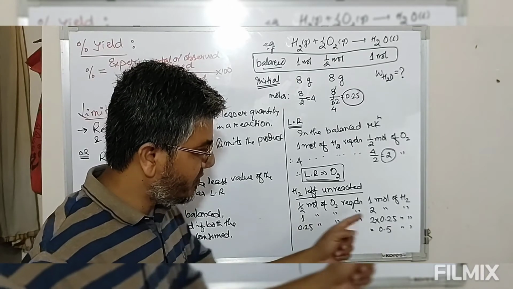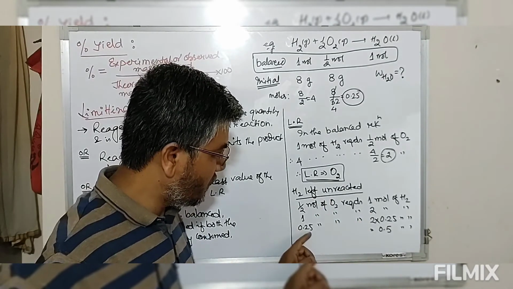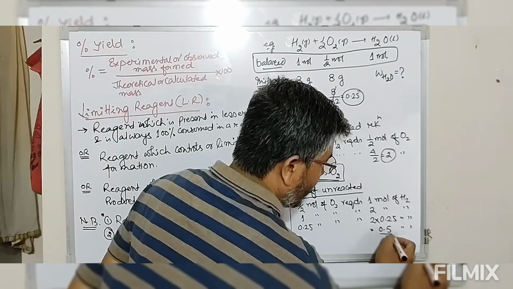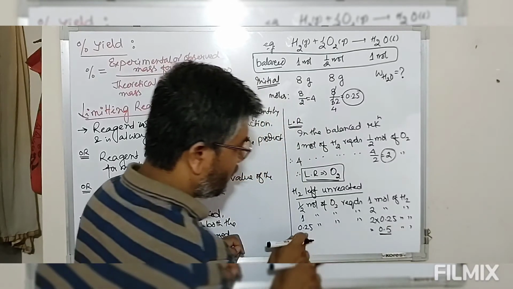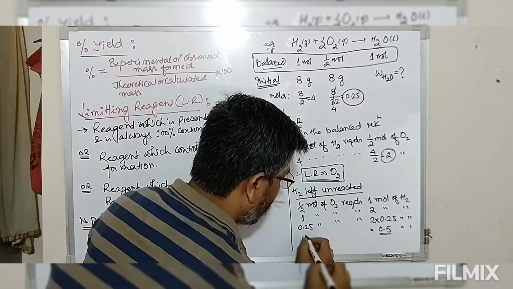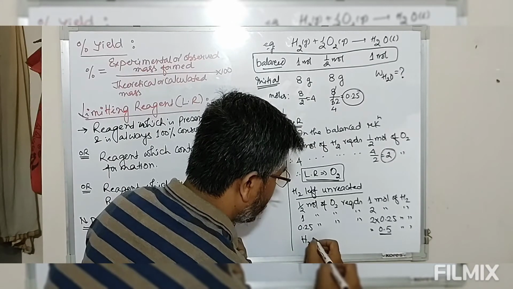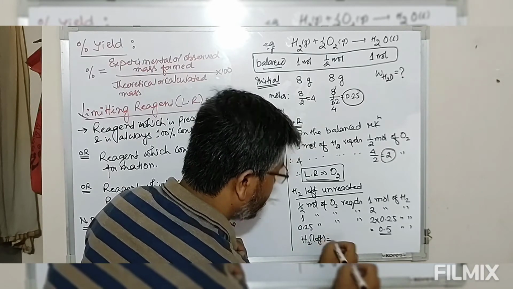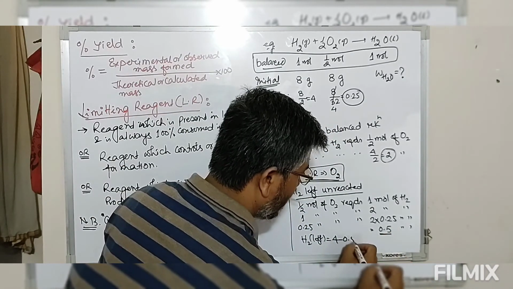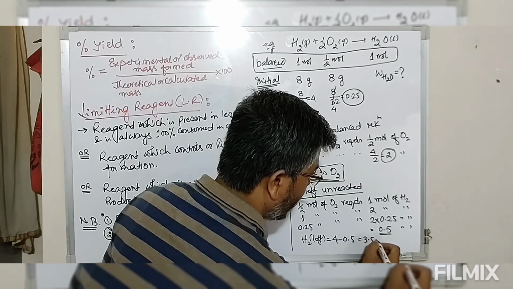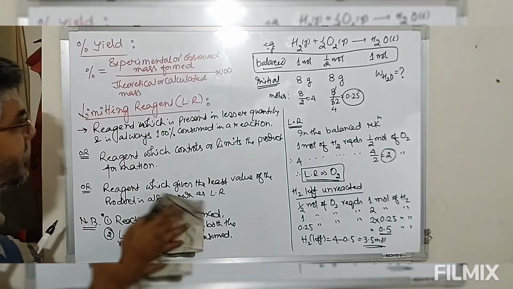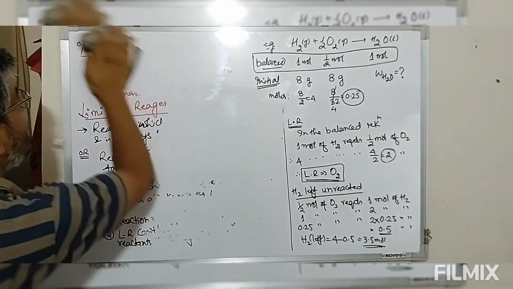So 1 mole requirement is 2 moles of hydrogen, so 0.25 will require 2 times this value, that is 0.5. Now look at this. The requirement of hydrogen for 0.25 moles of oxygen is 0.5, but the present is 4. So therefore hydrogen left is initial mole, that is 4, minus amount reacted, that is 0.5. So this comes out to be 3.5. So 3.5 mole of hydrogen remains unreacted, that is, hydrogen is present in excess quantity.